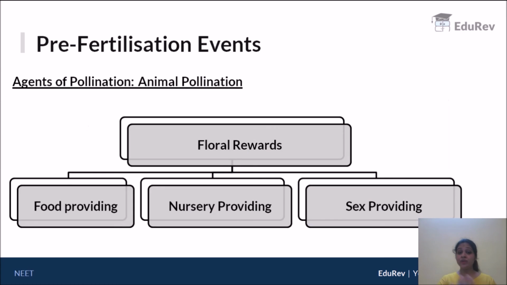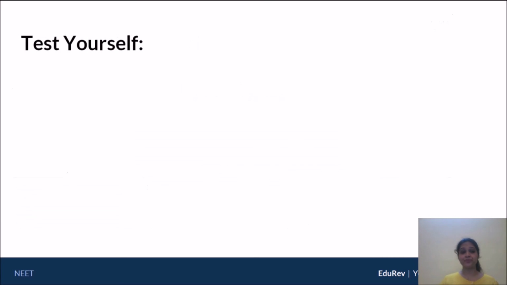Now, so here we have the different floral rewards: food providing, nursery providing, and sex providing. So we need to understand that when we talk about nursery providing and sex providing, the flower or the plant and the corresponding insect or animal have undergone a process of co-evolution, which means a change in one will demand a change in the other. Otherwise, you will find that both of them will eventually get extinct.